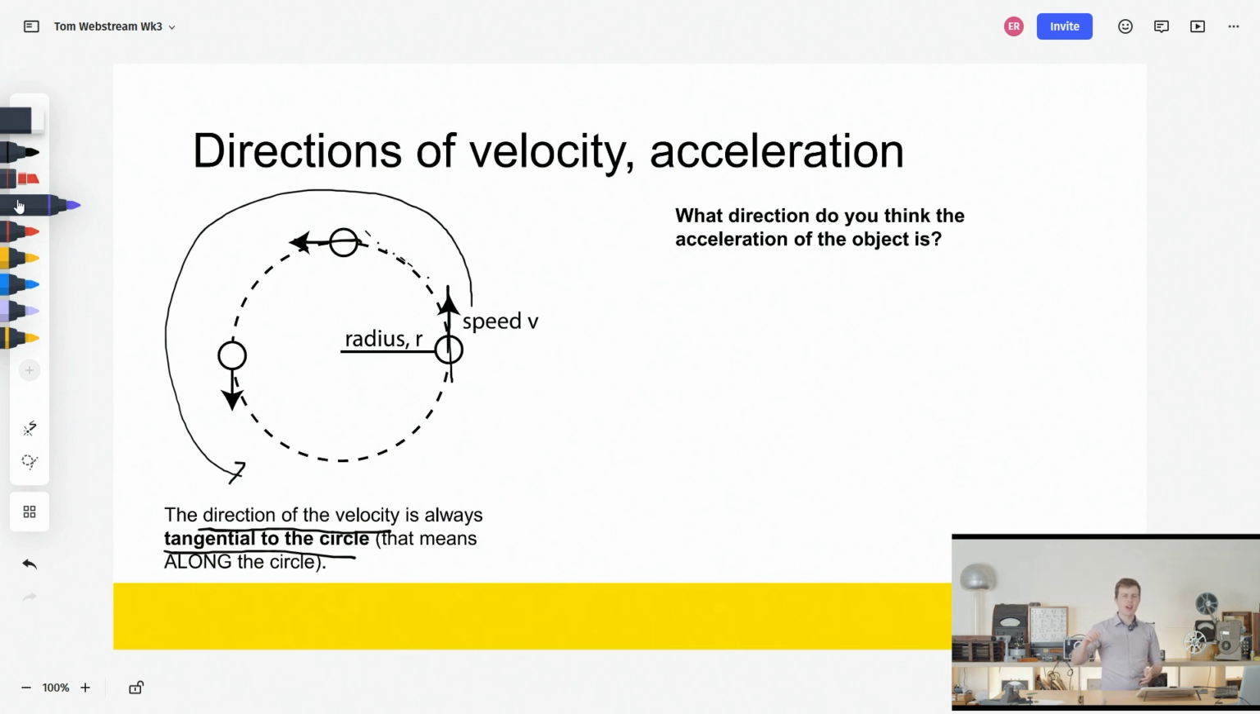You should be clued in by the fact that when you spin something, you're holding it at the center. You're pulling it in towards the center. The direction of acceleration is what we would call radial. It's always towards the center of the circle because the acceleration is what gives rise to the change in the direction of the velocity. There is no change in magnitude of the velocity.